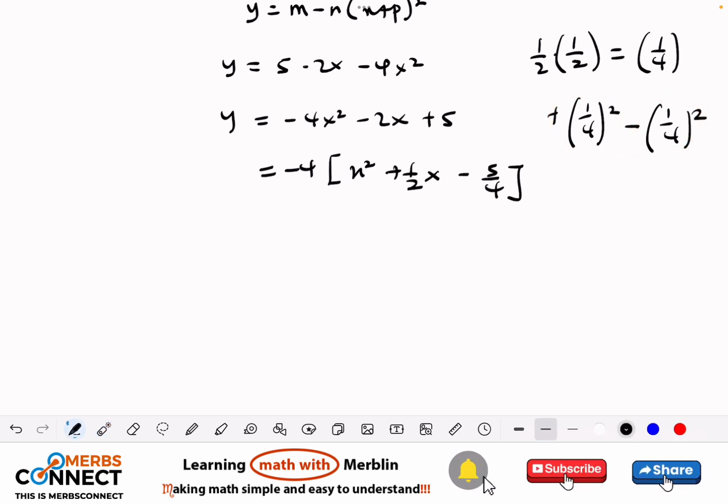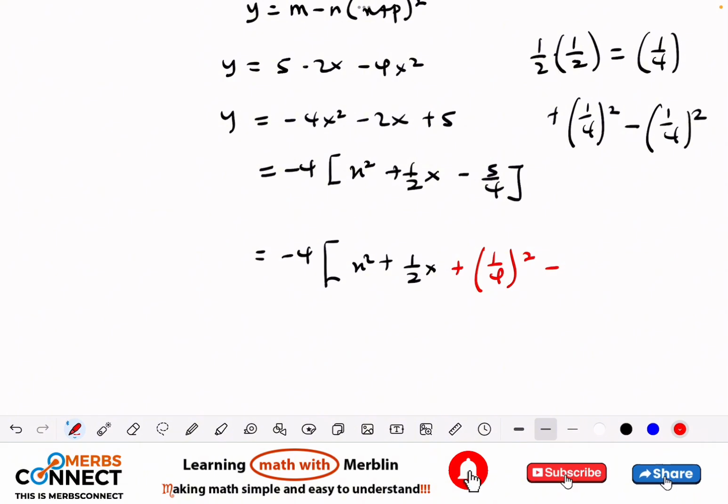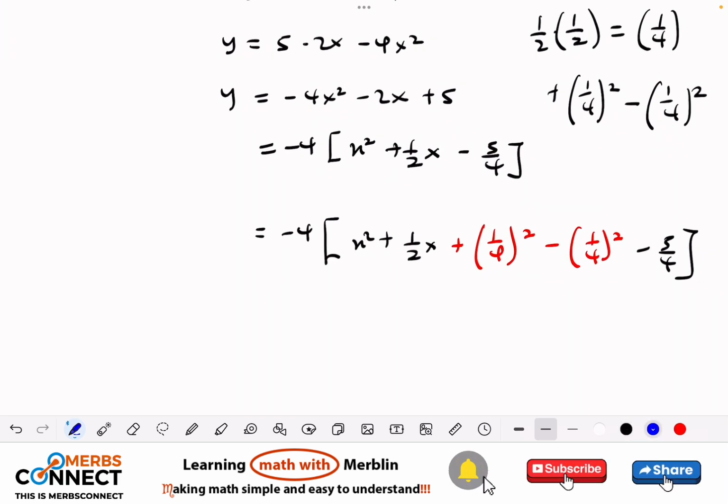So we are going to have minus 4 open bracket x squared plus 1 over 2x. Then I'll add what I had there. Let me use the red pen to do it. 1 over 4 squared minus 1 over 4 squared, then minus 5 over 4. So now what can we do? We are going to combine this term with the blue here, right? So this is going to give us minus 4 open bracket, and I can combine the term with the blue and get something like x plus 1 over 4 all squared, right?